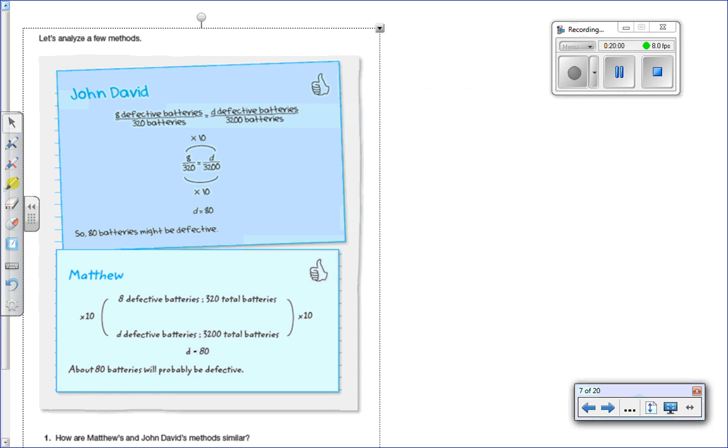So John David said that 8 defective batteries of 320 equal D defective batteries over 3,200 batteries. What he did was he knew that 320 times 10 gave him that 3,200, and then if he did 8 times 10, it would give him the D, which is 80. So he thought 80 batteries might be defective.